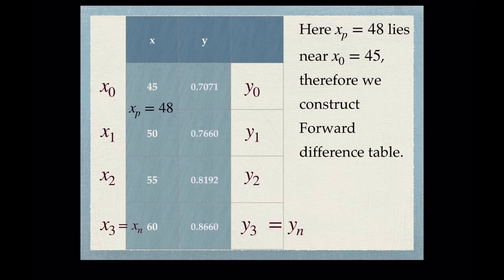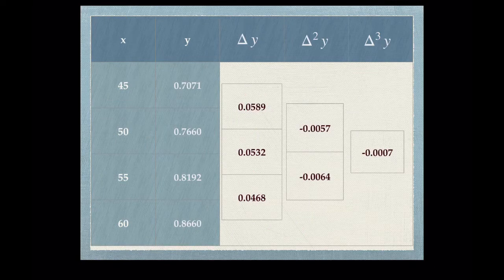Okay. Therefore, we construct forward difference table. So the point that has to be found, if it is near x0, we will take up forward difference. We will construct finite difference table, and the finite difference table will turn out to be a forward difference table, and we will consider forward difference interpolation formula. Right? With the same logic, directly I am writing forward difference table.